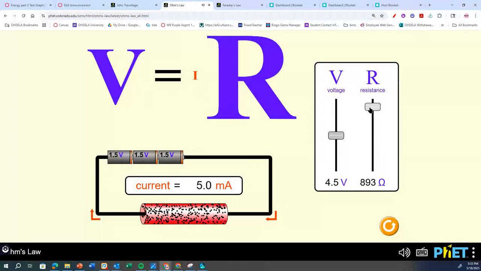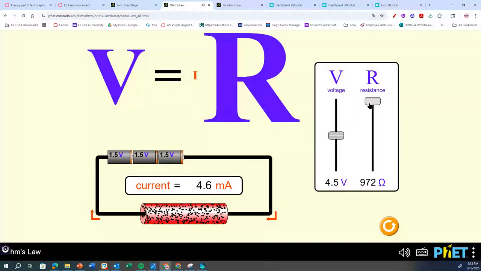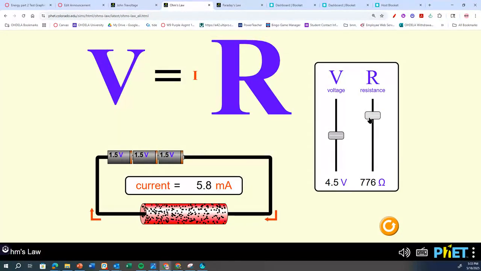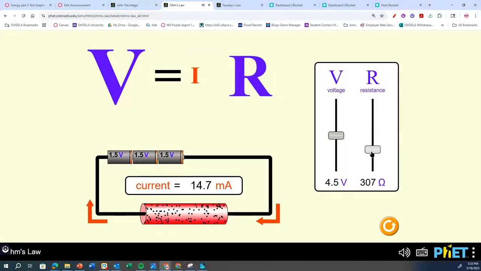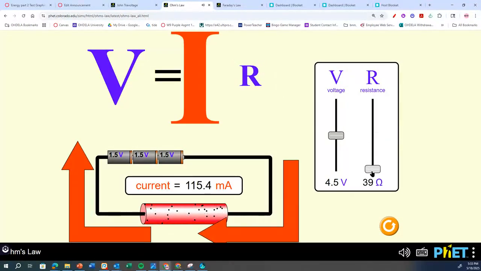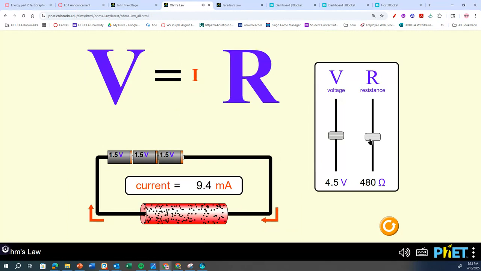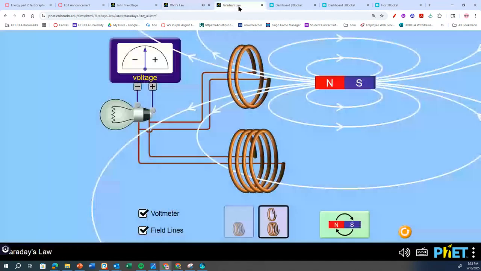So this is what we call an inverse relationship. Increase the resistance, it reduces the current. Decreasing the resistance, that is slowing the electrons through the material less, we increase the current, the amount of power that's flowing through, right? We also have Faraday's law here.